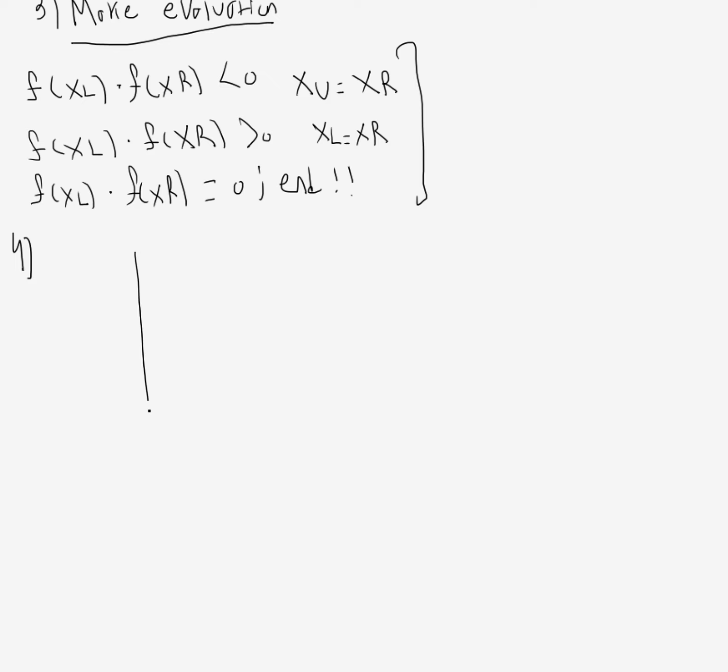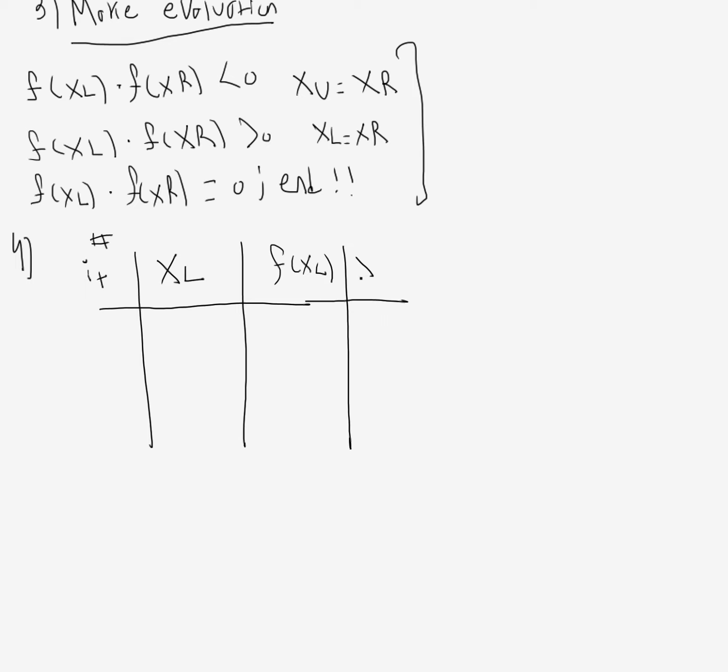I highly recommend making a table. The first thing for making a table is you would have your number of iterations. Your next thing you would do is set up your XL. After your XL, I highly recommend doing this: your function evaluated at XL, and then XU, and then the function evaluated at XU, and then you need to calculate your XR here.